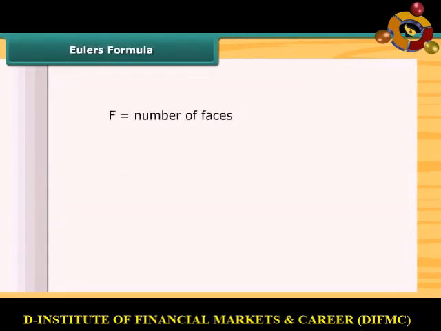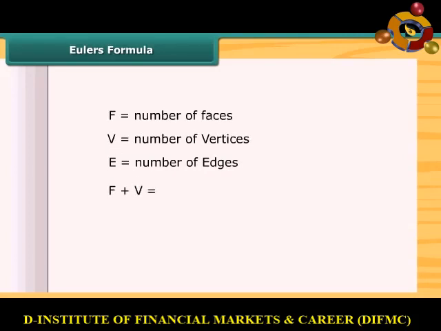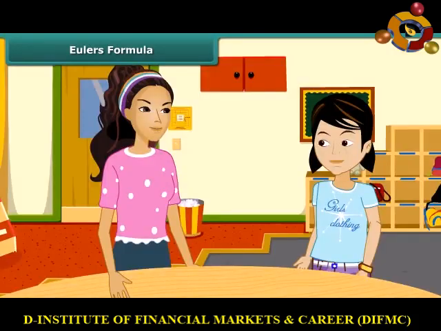If F stands for the number of faces, V stands for the number of vertices, and E stands for the number of edges, then Euler's formula is F + V = E + 2. That is, F + V - E = 2. This formula is true for any polyhedron. If the number of vertices and the number of edges of a polyhedron are given, then we can find the number of faces of that polyhedron using Euler's formula.